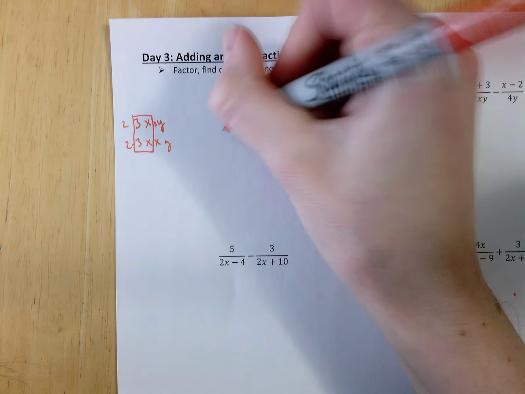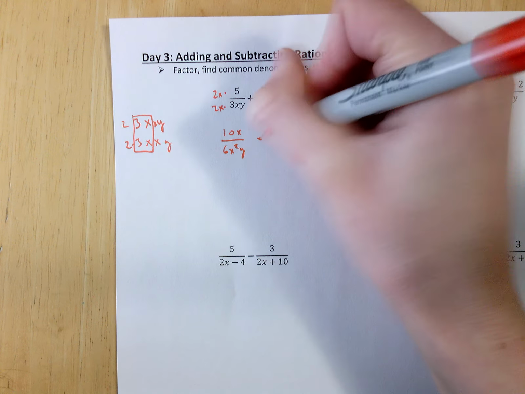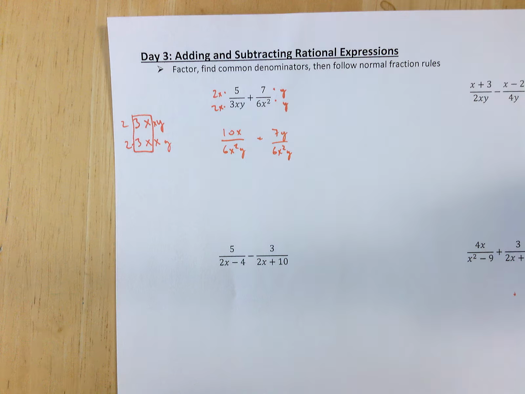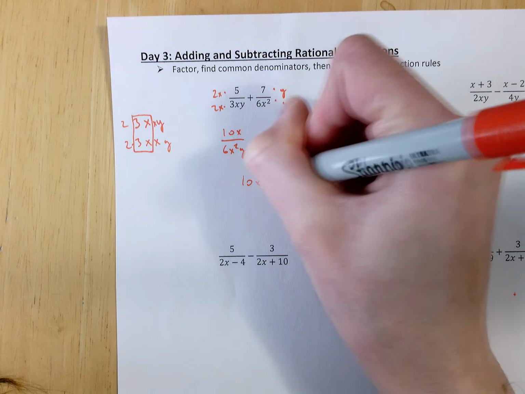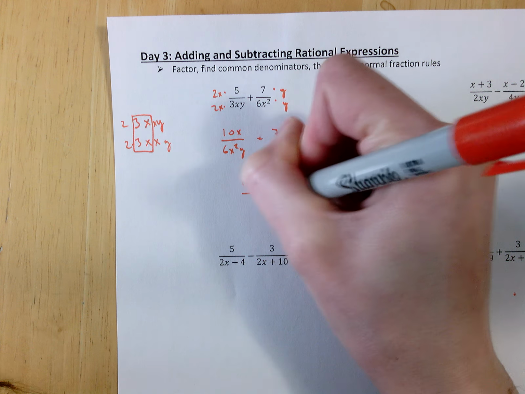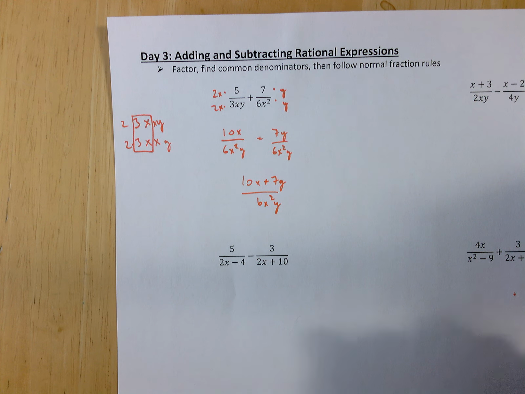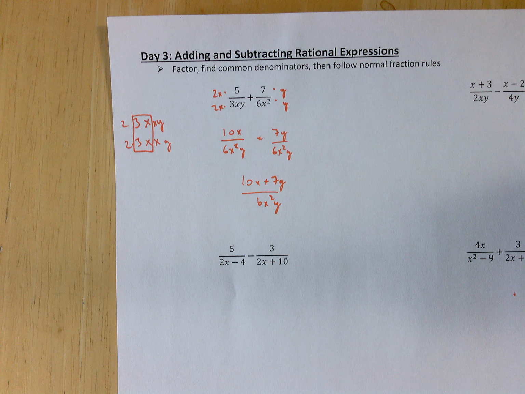Okay, so in the top then, I have 10x over 6x squared y. And over here, I'll have 7y over 6x squared y. See how those denominators worked out to be the same? And then I can go ahead and add across the top, leave the denominator the same, just like normal with fractions. Always do a quick check, see if there's a common factor that will cancel out, but in this case, there aren't any, so we are all set.